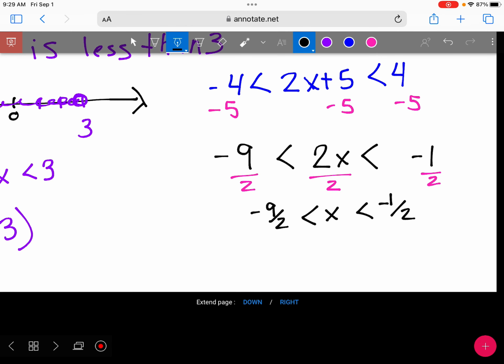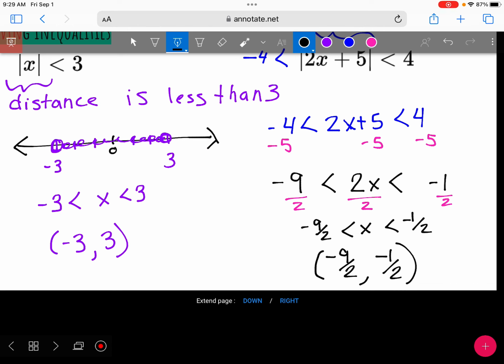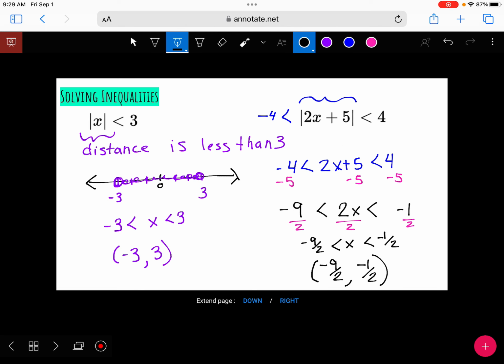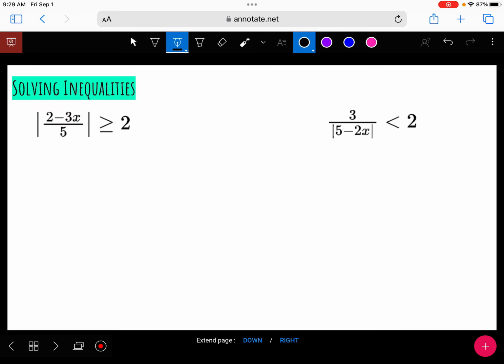So our interval notation for this is going to be -9/2 to -1/2 with parentheses on both because it never equals. And x is between, so it's just the one interval. Okay? So they're a little bigger on this side.